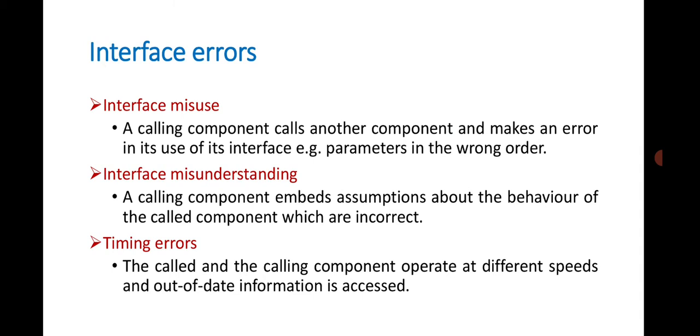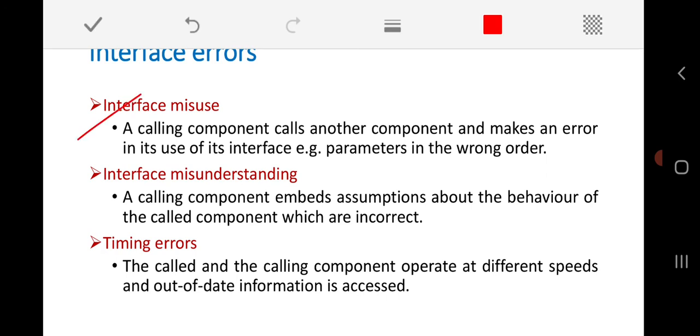The very first one is interface misuse. The meaning here is, for example, say a calling component calls another component and makes an error in its use of its interface. So an example here is the parameters in the wrong order.